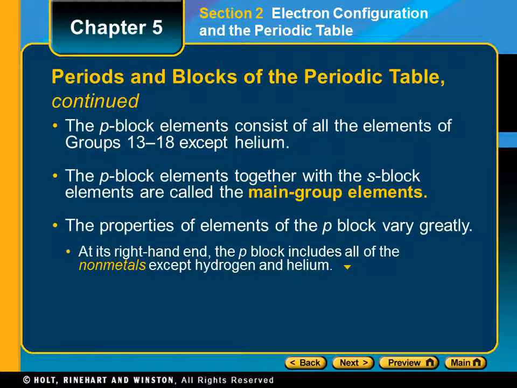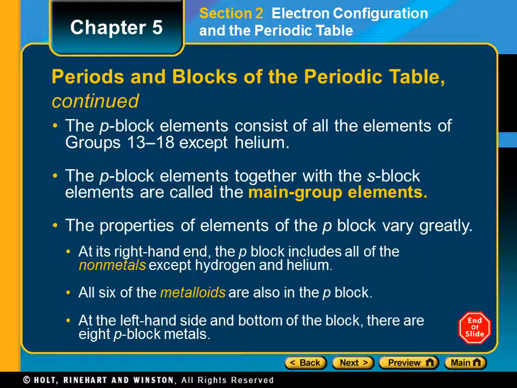At its right-hand end, the p block includes all the nonmetals except hydrogen and helium. All 6 of the metalloids are also in the p block. Metalloids are the line where metals transition to nonmetals. At the left-hand side, the bottom of the block, there are 8 p block metals. So this hopefully gives you an idea. There's lots of variation in properties within the p block.